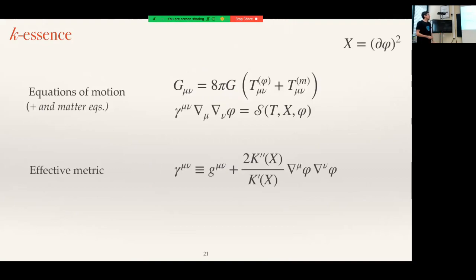You can take this action and derive the equations of motion, and you get the following. You get something that looks like the Einstein equation, sourced by the stress-energy tensor of the scalar and the stress-energy tensor of matter. Here I'm omitting the matter equation. And then you get this modified wave equation that I was alluding to. This wave equation depends on an effective metric that is defined here below. It is a deformation of the usual spacetime metric multiplied by some function that depends on the gradient. This will be again problematic.